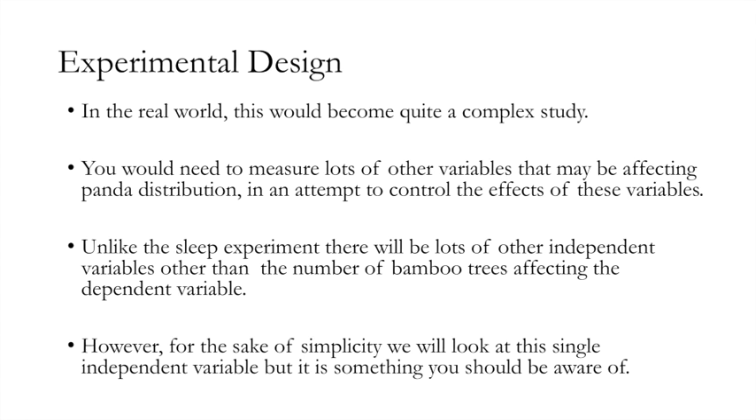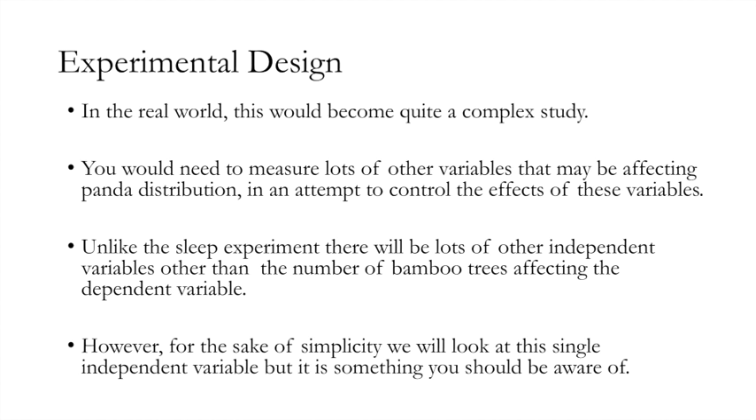Okay, so quite different from the sleep experiment. In the real world, this is going to be quite a complicated study, and you need to measure a lot of other variables that may be affecting panda distribution in an attempt to control the effects of these variables. So unlike the sleep experiment, there's going to be lots of other independent variables other than the number of bamboo trees affecting the number of pandas. Could be the season, could be temperature, rainfall, deforestation, all these things could be affecting the number of pandas in the area as well as the number of bamboo trees.